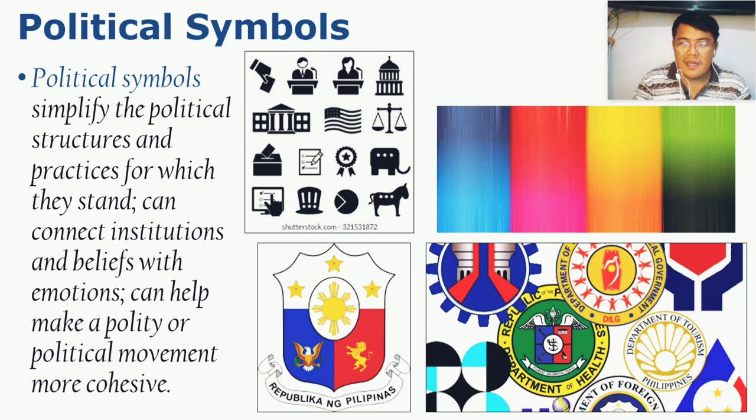And lastly, in politics, colors are used, right? In the last election, there was pink, there was blue, no? Before, there was yellow, there was red. So, color can be a symbol.